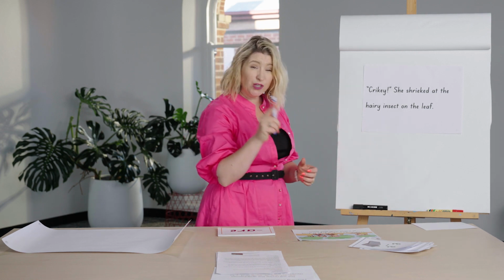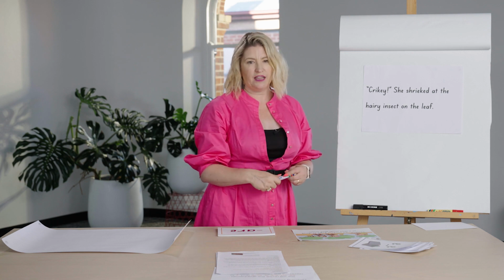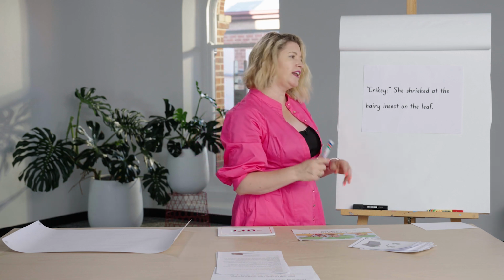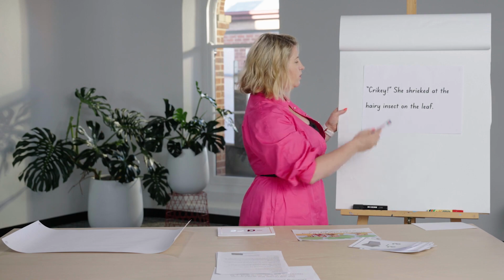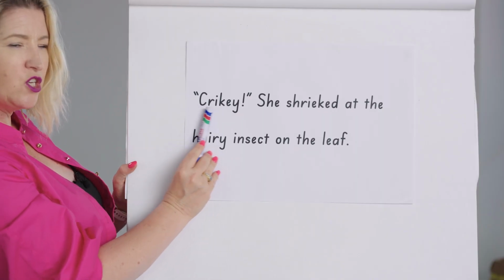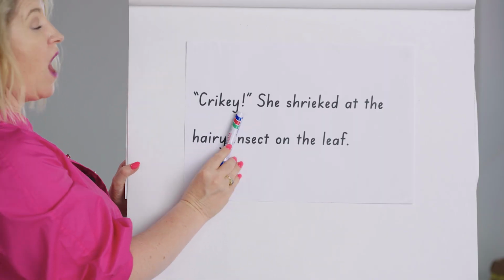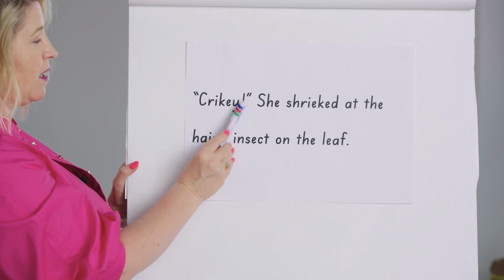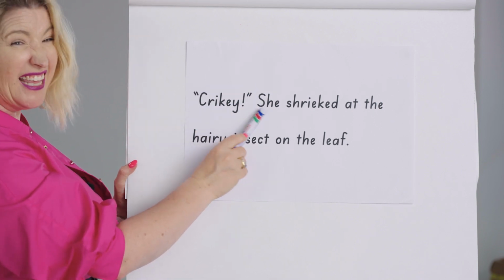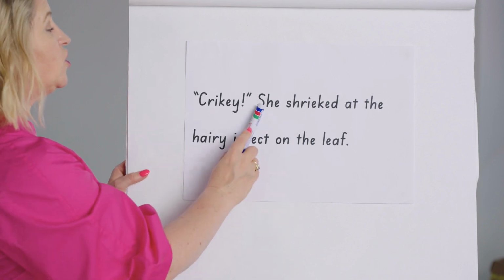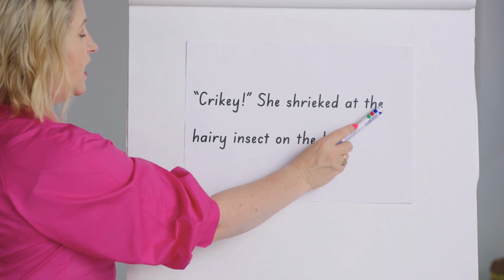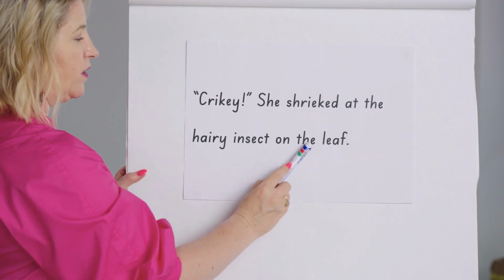And if you don't, just write it again underneath. Okay, give it a little bit of an edit, write it again underneath. So, we've got here, remember I talked about some punctuation and stuff there? Crikey! There it is, exclamation, and she is saying that, so it's in the speech marks. She shrieked at the hairy insect on the leaf.